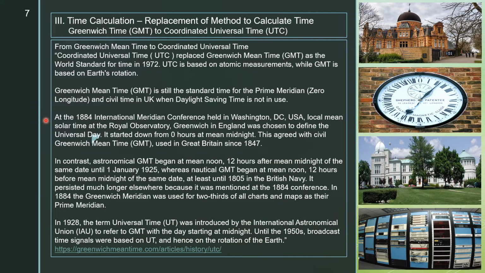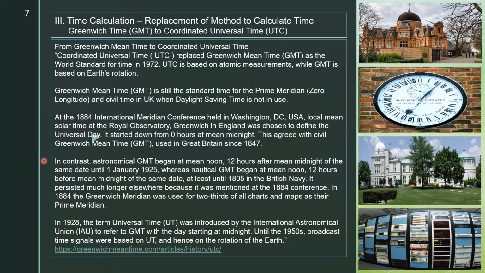At the 1884 International Meridian Conference held in Washington, D.C. in the United States of America, local mean solar time at the Royal Observatory, Greenwich in England, was chosen to define the universal day. It started from 0 hours at mean midnight. This agreed with civil Greenwich Mean Time used in Great Britain since 1847.